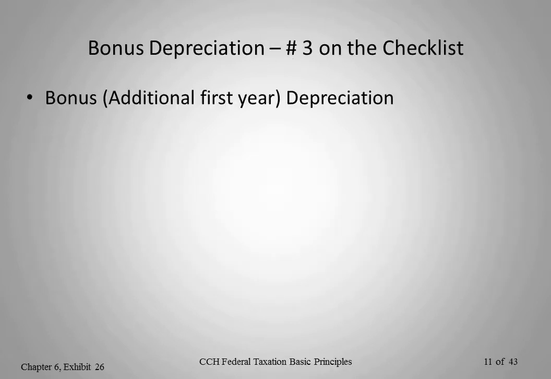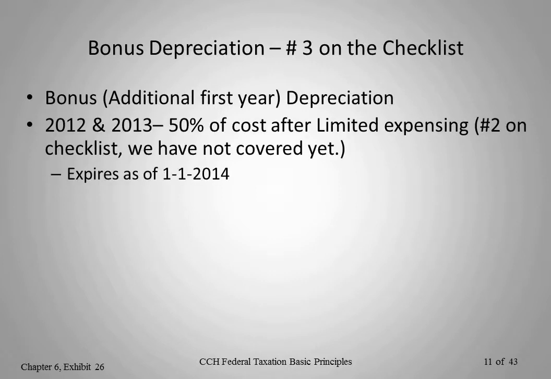All right, bonus depreciation, officially called additional first-year depreciation, but most of us just call it bonus depreciation because there used to be another version of this that was called bonus depreciation. So for the year 2013, which is our money shot, you get to deduct 50% of the cost if you meet certain requirements after limited expenses. Now that's number 2 on the checklist. Don't worry about it. We will cover it next week.